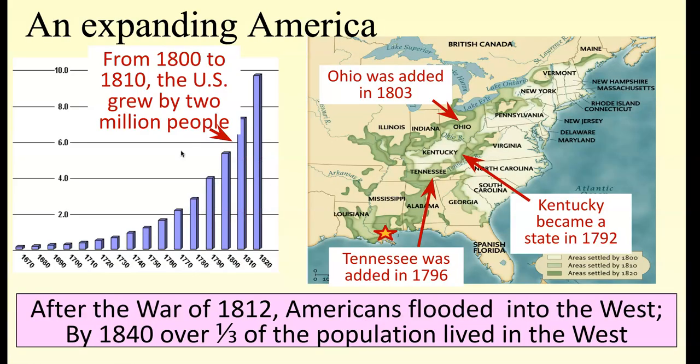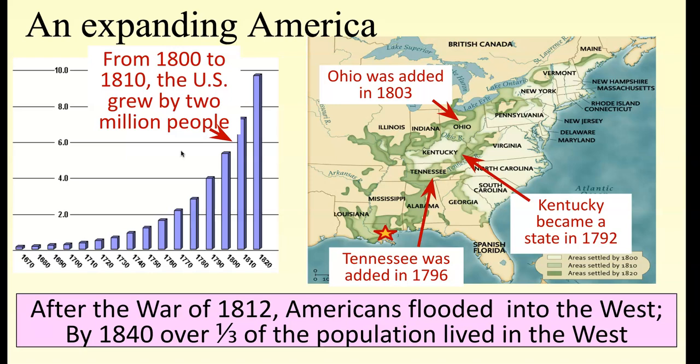Last bit for a little bit of an overview is the United States is expanding both in population and in physical space. So population, look at the graph on the left-hand side. In a single decade, 10 years, the United States grew by 2 million people. Right? By 1820, just 50 years after the start of the American Revolution in 1770, the United States population has grown by over 6-7 million. That is a drastic significance and increase in the U.S. population.